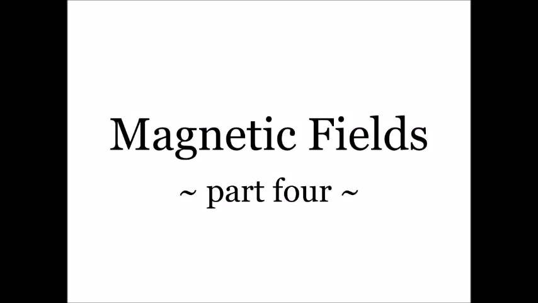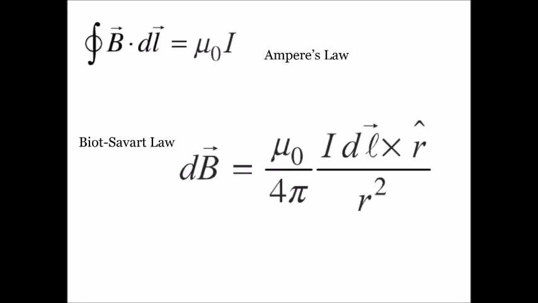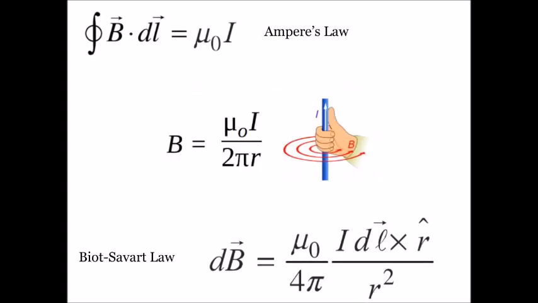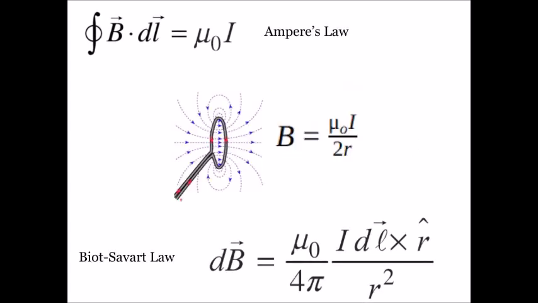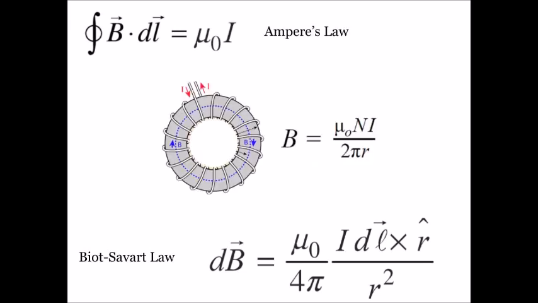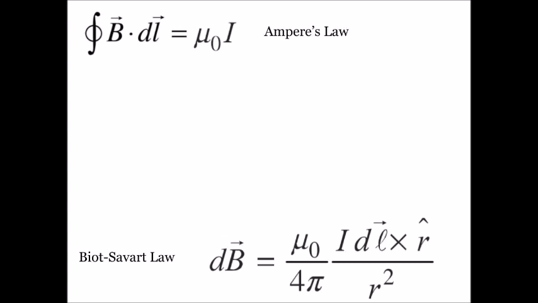Magnetic fields, part 4. In part 1, we introduced the Biot-Savart Law. In part 2, we used both the Biot-Savart Law and Ampere's Law to derive useful expressions for the magnetic field around wires and coils and stuff like that. That also led us to a challenge of showing that Ampere's Law and the Biot-Savart Law are the same thing.